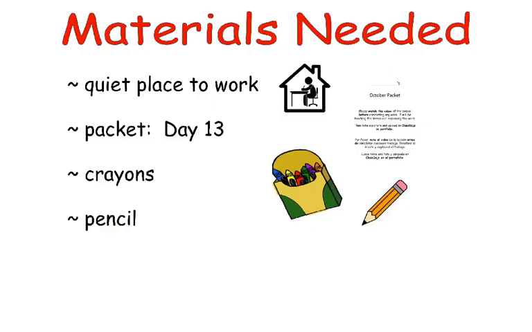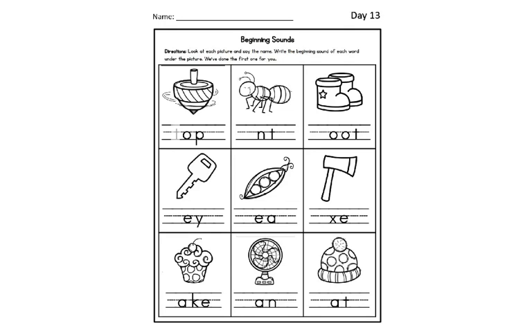Materials needed: you're going to need a quiet place to work, your day 13 pages in your packet, some crayons, and a pencil. Okay, so for the first page, let's begin by writing our names. Make sure you're writing your first and last name.